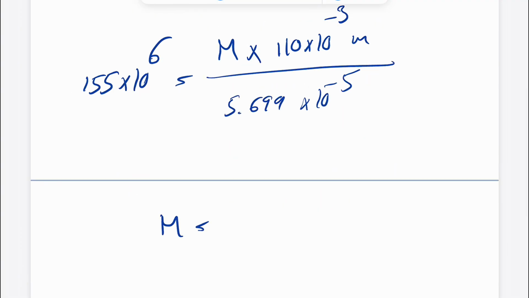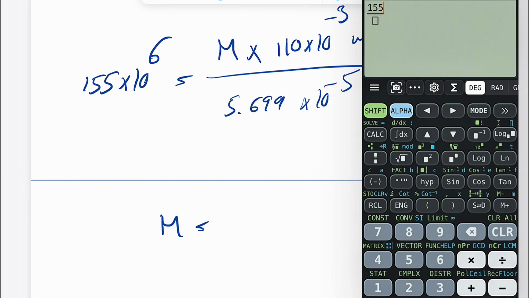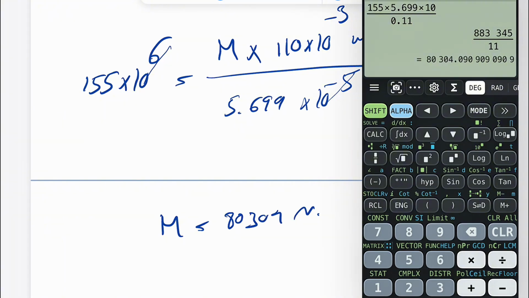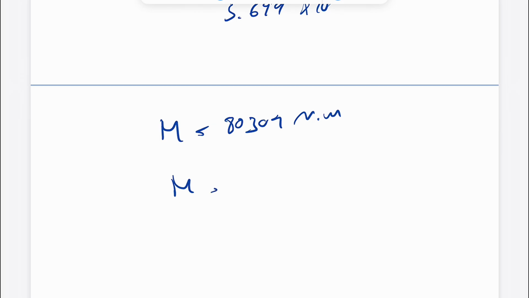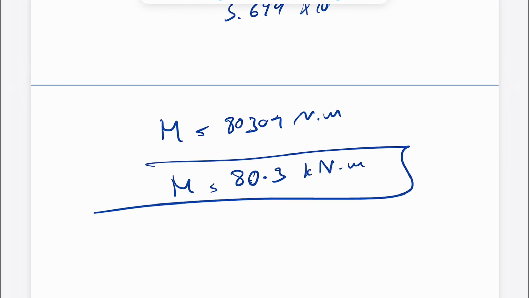So that's going to give us the moment, basically 155 times 5.699. And these two, we're just going to get a 10. And here we're going to have 0.11. So the moment would be 80,304 Newton meter, or we can report it as kilonewton meter, so 80.3 kilonewton meter. And that's going to be the final answer for this question.